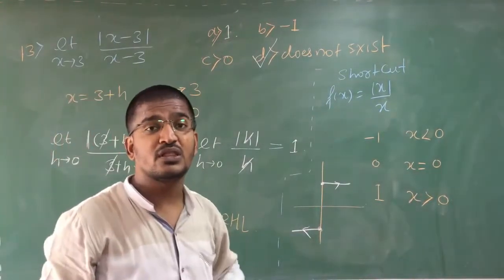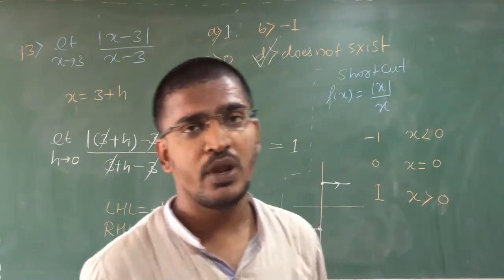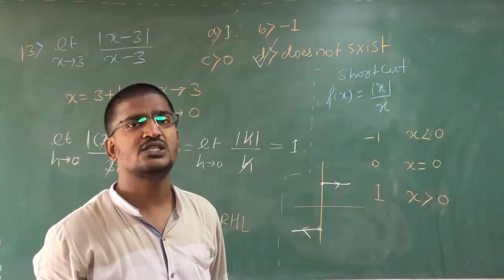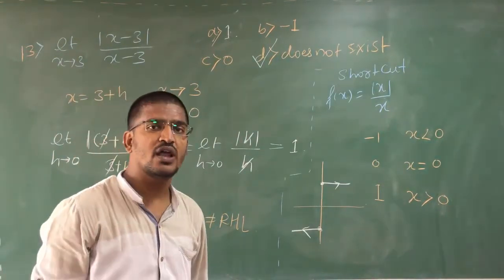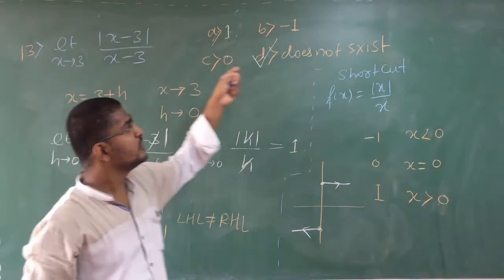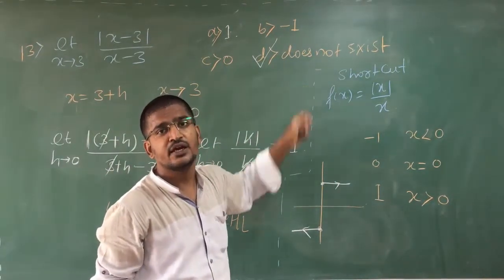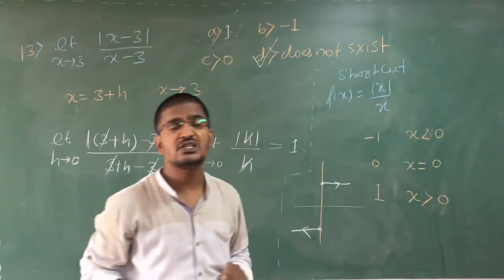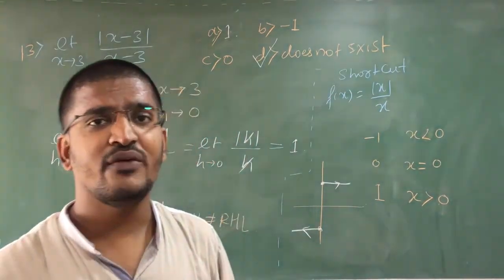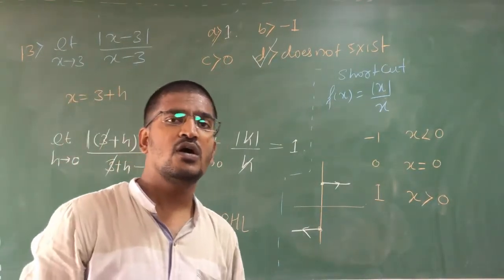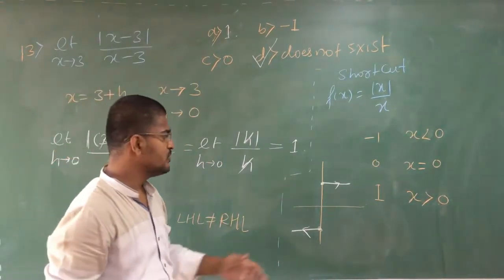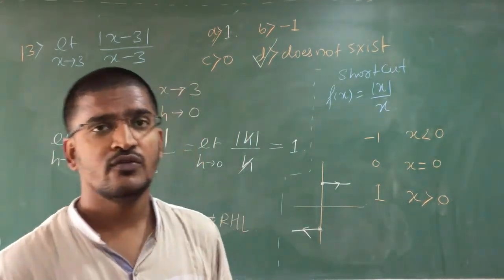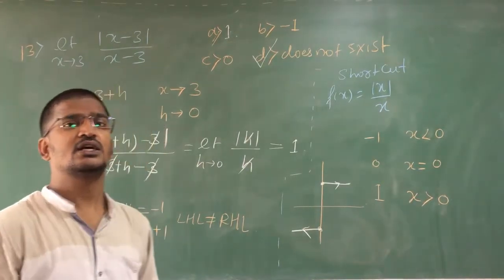To solve problem number 13, you go for problem number 11 and problem number 12. Problem number 11 gives the LHL, problem number 12 gives the RHL. So LHL is not equal to RHL. Therefore, the answer will be that the limit does not exist. If you need a shortcut for this problem, you should go through the nature of the Signum function. It has jumps from plus 1 to 0, again 0 to minus 1. So there will be a break here. Therefore, we can tell that the limit does not exist for problem number 13.